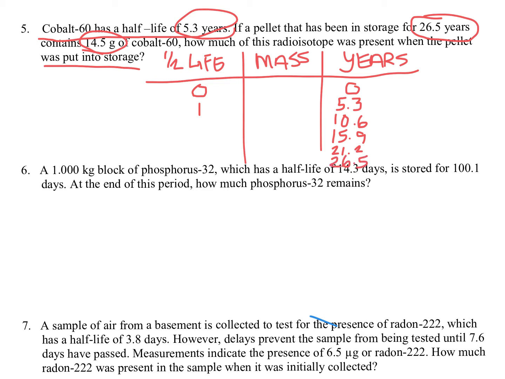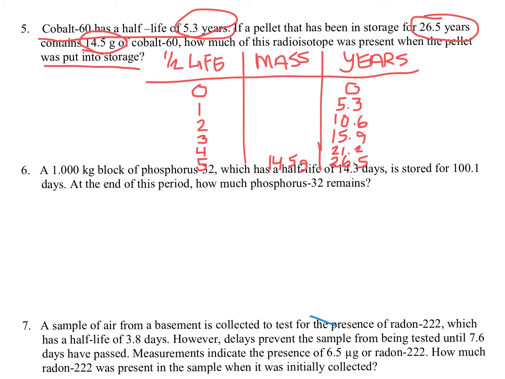And another 5.3 years would finally get me to 26.5. So how many half-lives did I go through? 5.3 was one half-life. 10.6 was 2. 15.9 was 3. 21.2 was 4 half-lives, so that means I went through 5 half-lives. Now, if I remember looking at this, it says that I ended up with 14.5 grams at the end of 26.5 years.